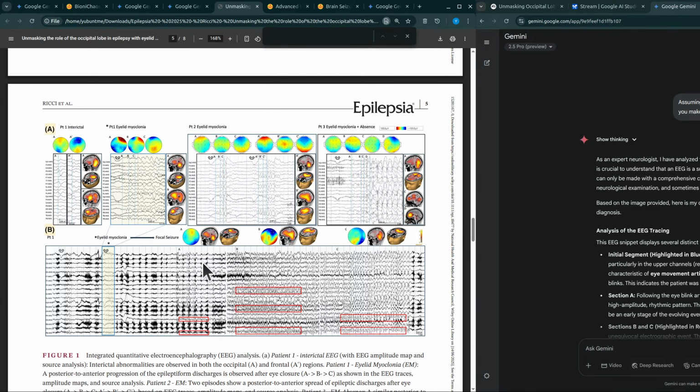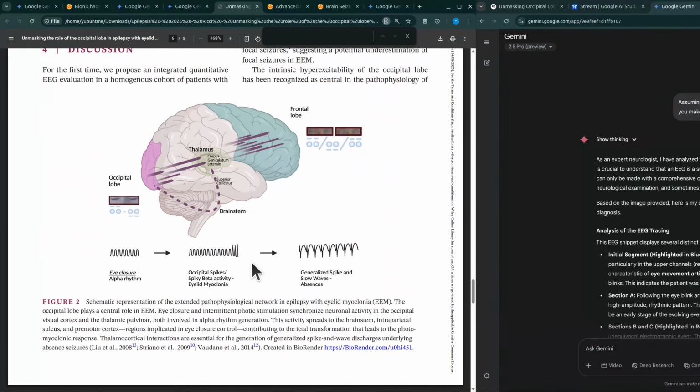What's their big interpretation? Well, their main takeaway is that this data strongly points to a pivotal, maybe even primary role for the occipital lobe in how EM actually works, the underlying mechanism. It's not just passively affected by some generalized discharge starting elsewhere. They're suggesting the occipital lobe, or perhaps a network centered right there, acts as an epileptic generator. It kind of kicks off the abnormal electrical activity, which then spreads out to engage broader brain networks, including the ones we typically associate with generalized seizures. So the occipital lobe isn't just part of the problem in EM. It might actually be the source of the problem in many, maybe most cases.